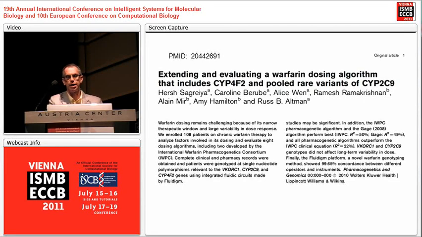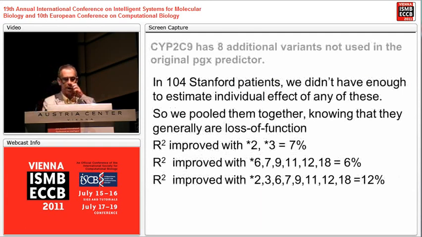One of the things we did was we looked at 2C9. In the original equation, we only looked at common variants. We went into Stanford. I wanted to get to this because I wanted to get to electronic medical records, so thankfully I'm here. I could stop right now.